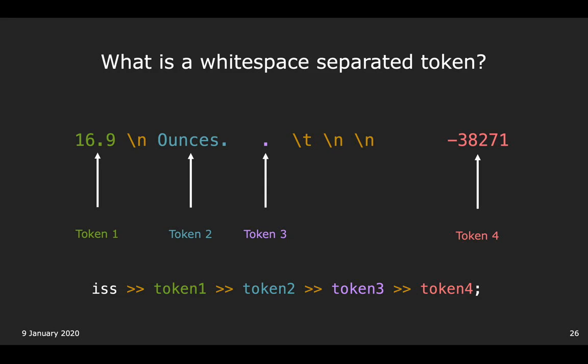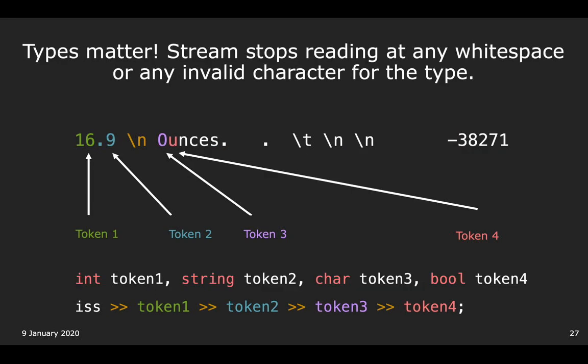Other questions? Was there a question in the back? All right, awesome. So types do matter. The second part of the answer to your question is that if you are reading into other types, not strings, then it reads as much as it can while the type still makes sense. If you're reading an int, the 1 and the 6 make sense as an int, but the period no longer makes any sense, so it stops there and reads the 16 as the int.